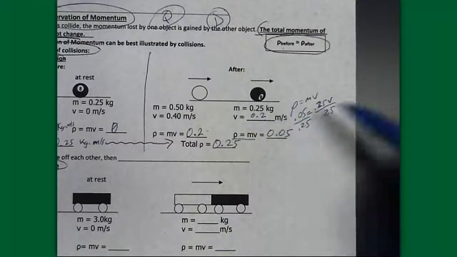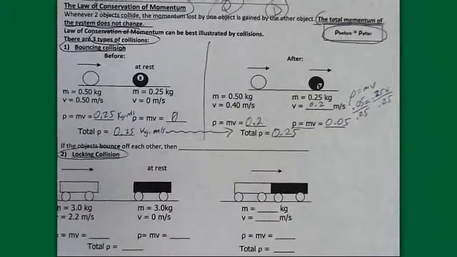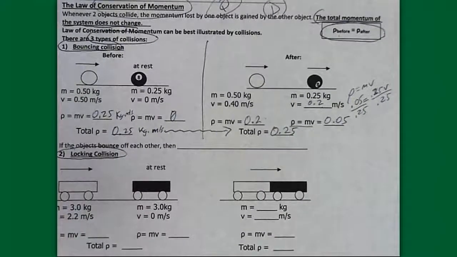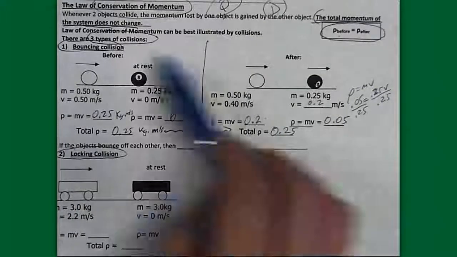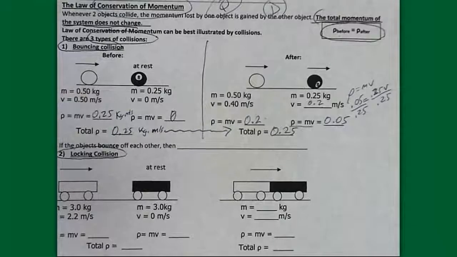Velocity of 0.2. So that's how we got all those numbers. And that's how the law of conservation of momentum works. That's how we can use the law of conservation of momentum to find all this information that we need.